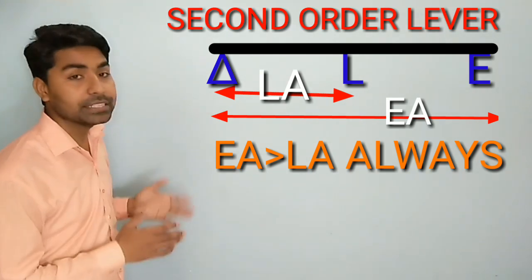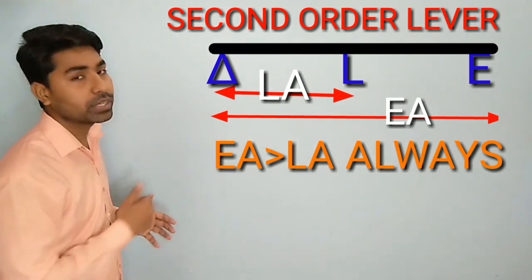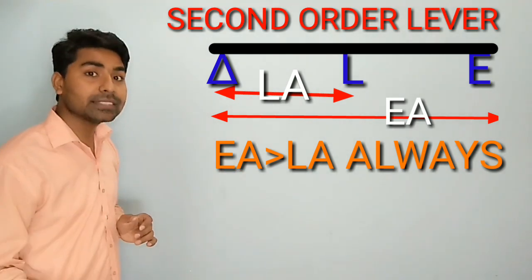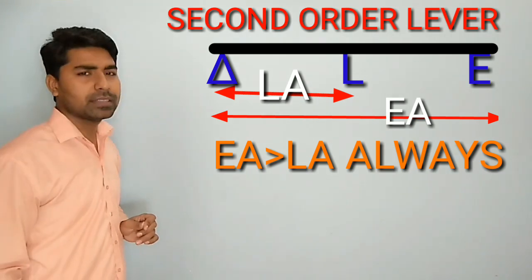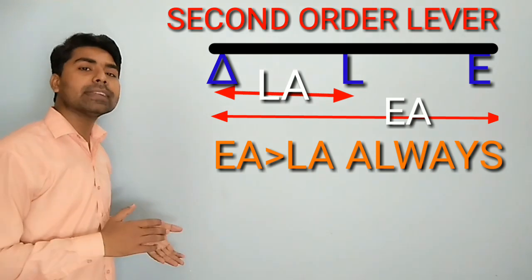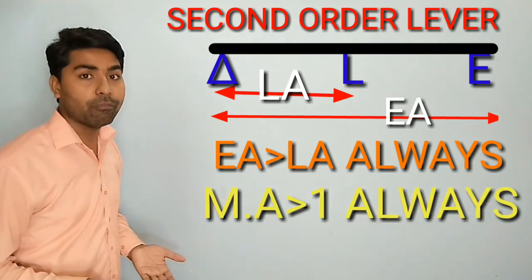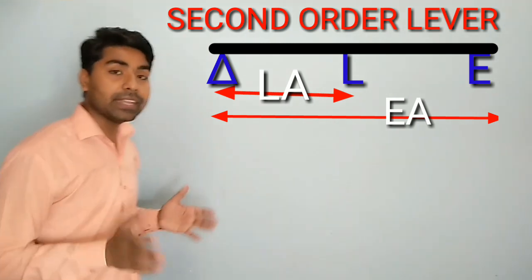See this. You can change what? The position of load. You can change it closer to effort or closer to fulcrum. But in all the cases, the effort arm will always be greater than the load arm. So if effort arm is always greater than load arm, it means the mechanical advantage is always greater than 1. So if in examination it is asked that a lever which has mechanical advantage always more than 1, if it says always, it belongs to class 2 lever.